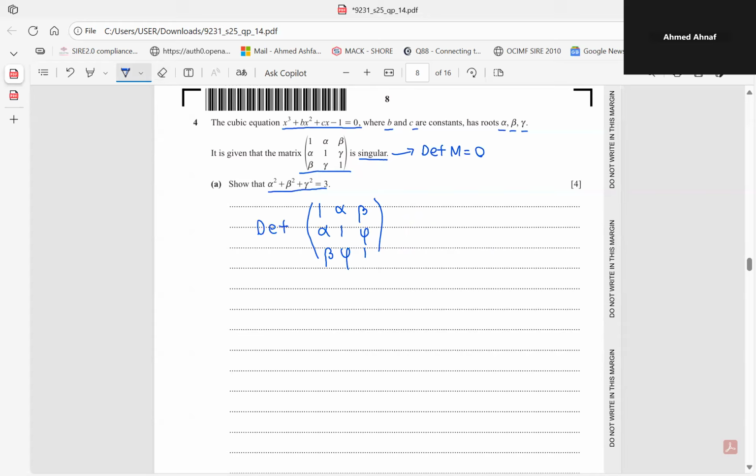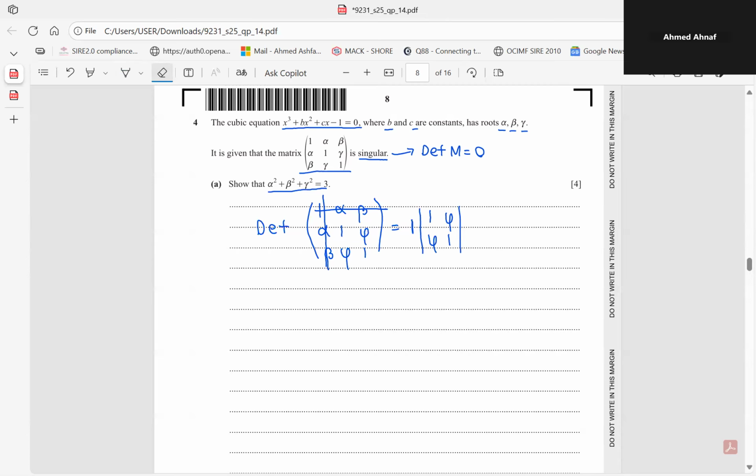So to find the determinant of this, you multiply by the first row, first column element, so 1. So multiply by 1, and then you cover the rows and columns that have 1. And then you take the determinant of the remaining elements. So 1, gamma, gamma, 1.